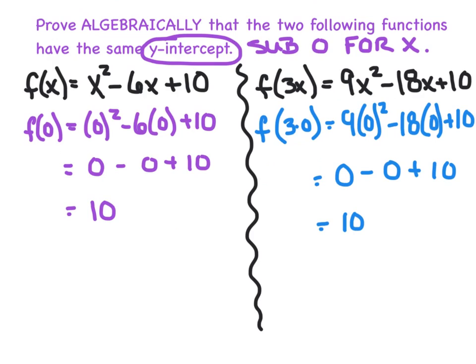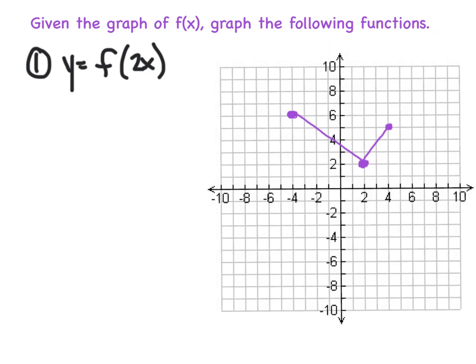So all that work of showing your substitution and then just evaluating each term is our way of proving algebraically that they have the same y-intercept. Okay, we're going to finish the night off with a little bit of graphing, and so they've given me a graph of f of x already, and that's what we see right here, this little backwards check mark. And they want me to graph f of 2x.